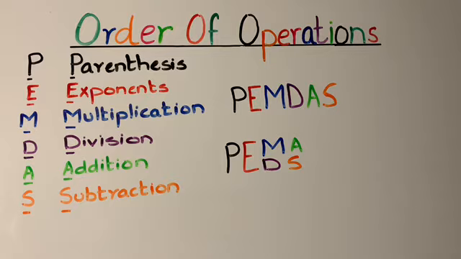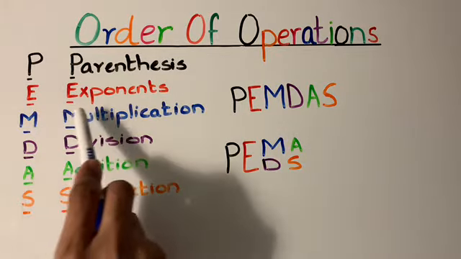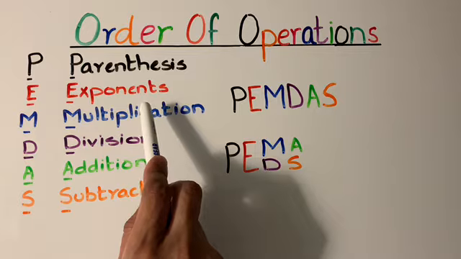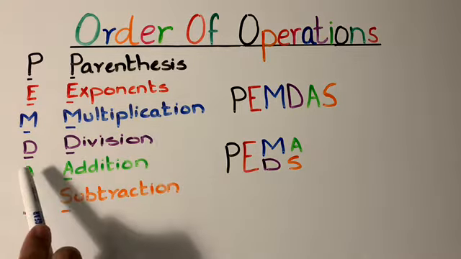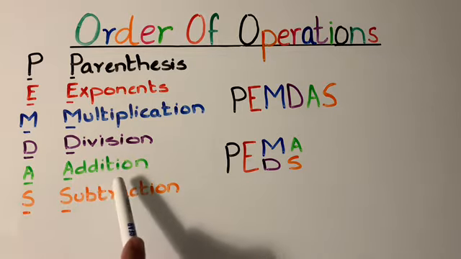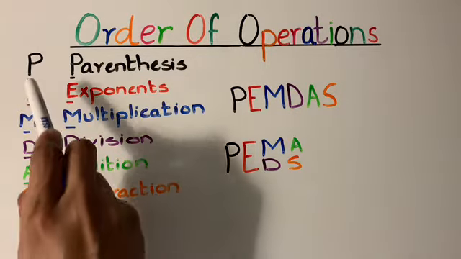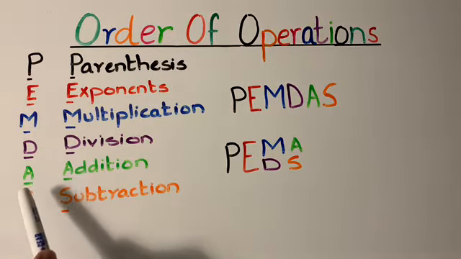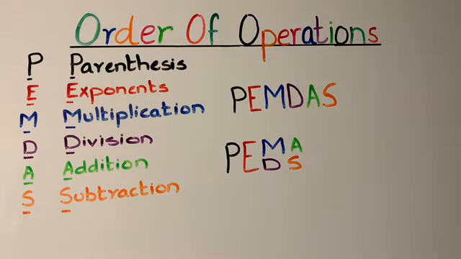In this video, I'm going to tell you a mnemonic which will help you to memorize the order of operations. I'm going to pick P from parentheses, E from exponents, which is the second highest priority in order of operations, M for multiplication, D for division, A for addition, and S for subtraction. When we combine it, we have PEMDAS. So PEMDAS will help you to memorize the order of operations.